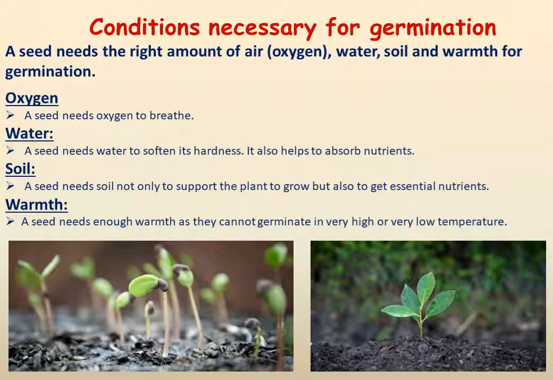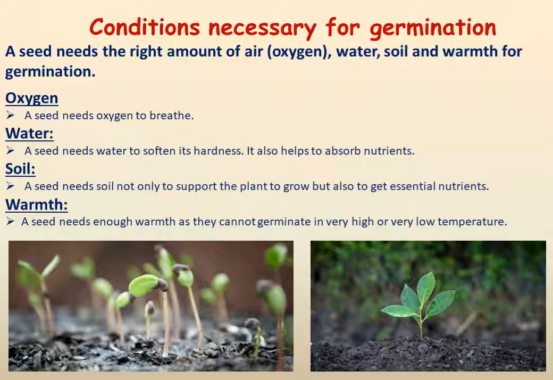Now, let's see what are the conditions necessary for germination. We have learned in our last chapters that a plant needs certain things for photosynthesis. The same way, seeds also need the right amount of oxygen, water, soil, and good temperature for the germination process. Do you remember what germination is? Yes, the process of changing of a seed to a plant is called germination.